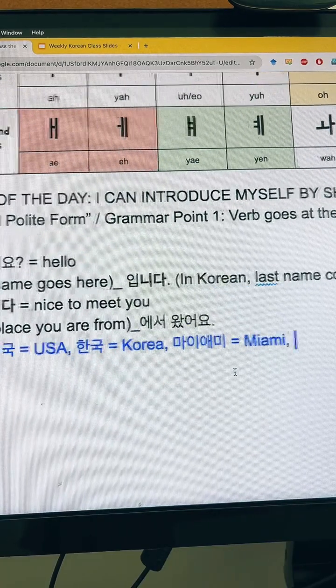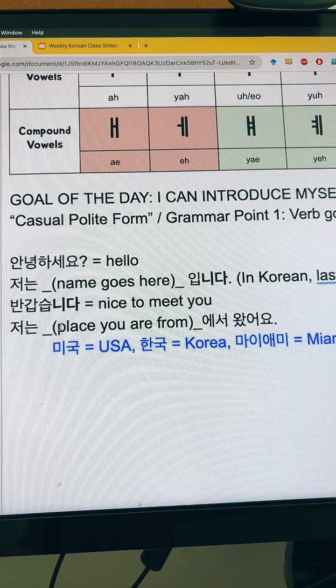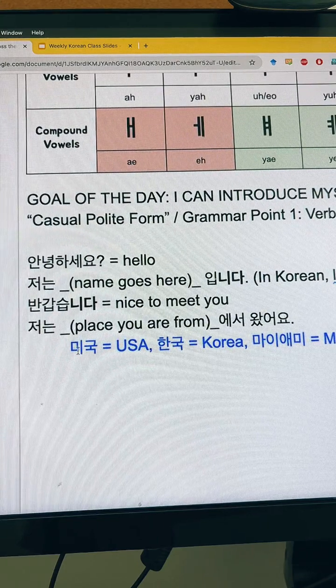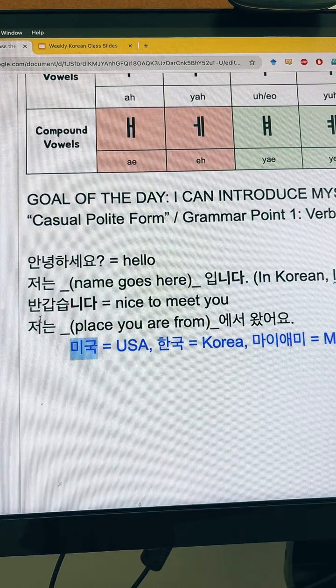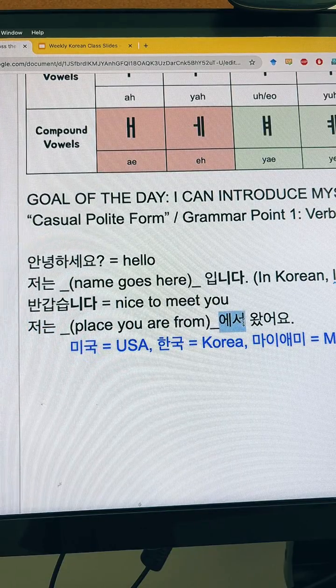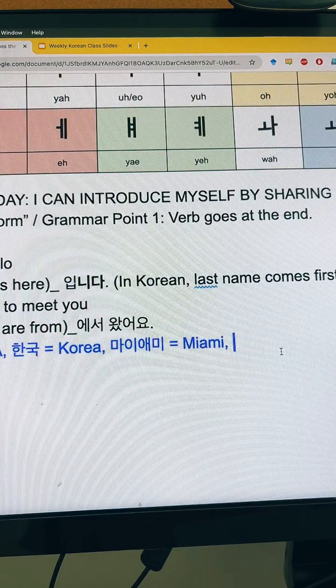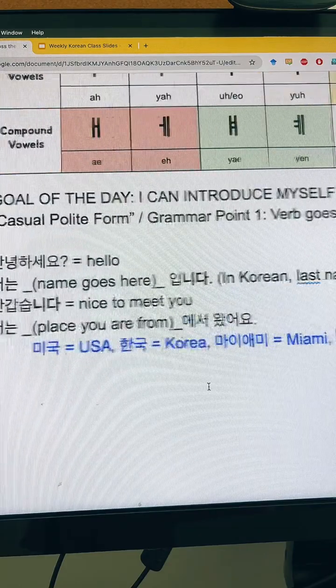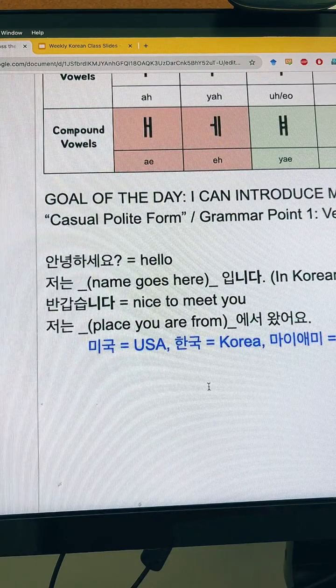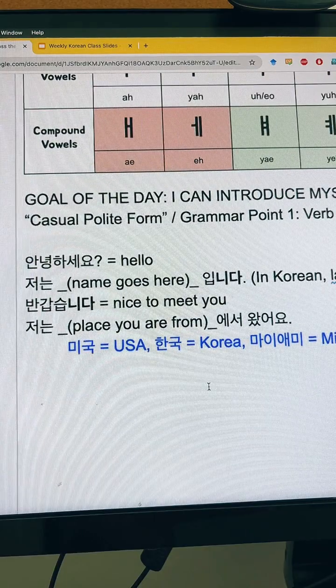Okay? So let's practice that using the place name that you want to say. So for me, I'll do USA. 저는 미국에서 왔어요. 미주리에서 왔어요. 네, 와우, 미주리에 사시는구나. 미주리에서 오랫동안 살았어요?